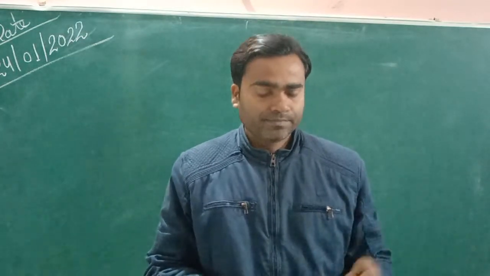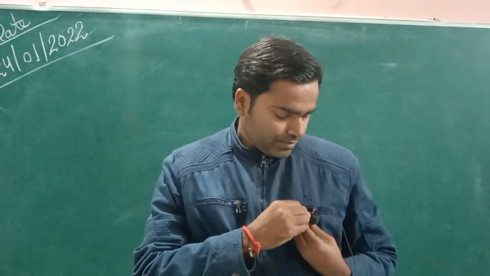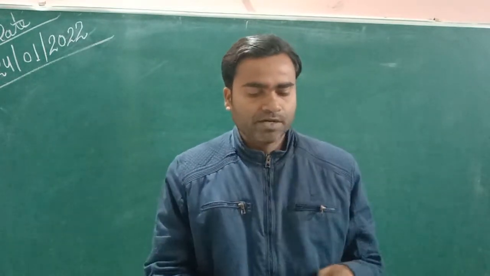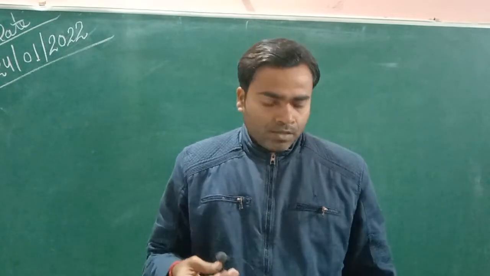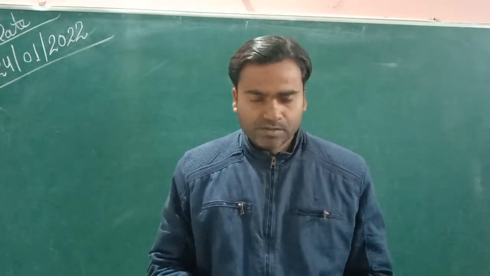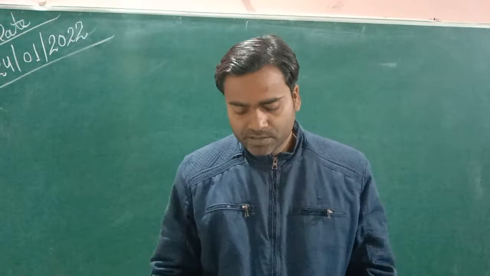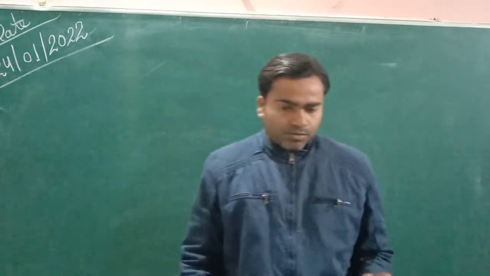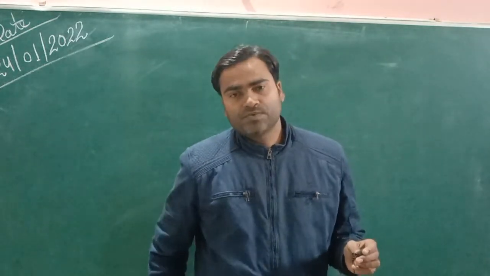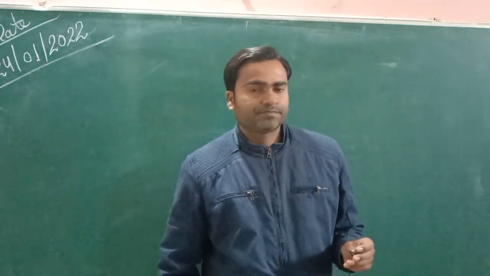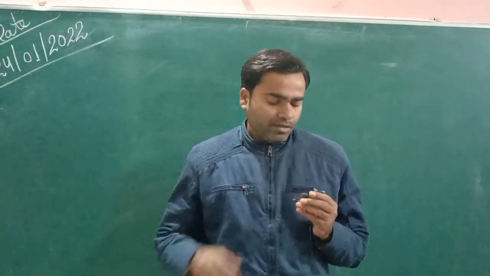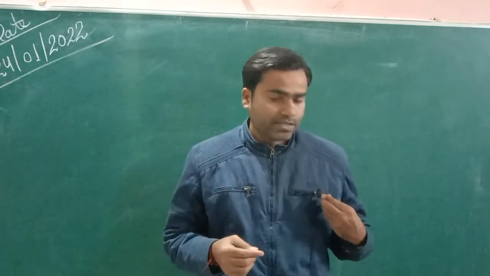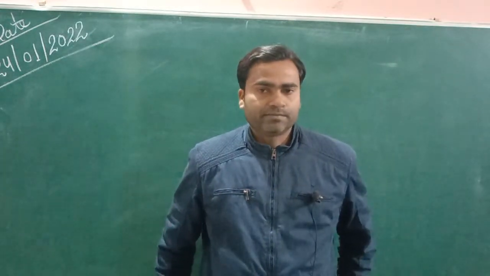Students of class 9, in the previous video we started the first topic, that is quadrilaterals. Quadrilateral is the only chapter in term 2 related to geometry. You all know that quad means 4 and lateral means sides. So any plane figure which is surrounded by 4 sides is called a quadrilateral.